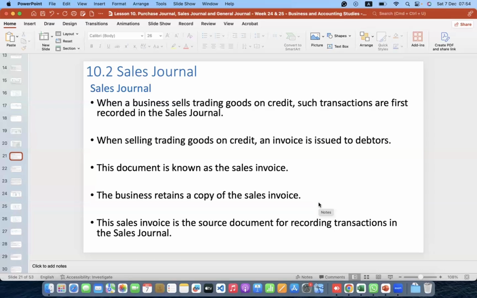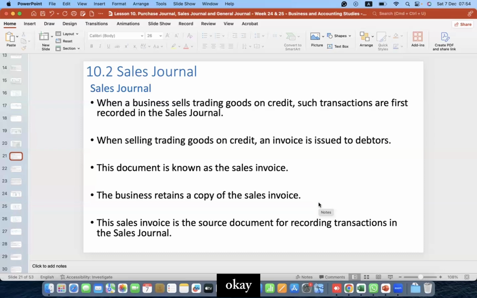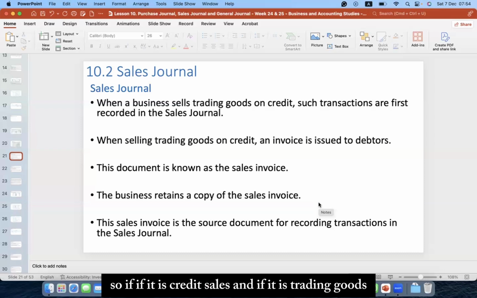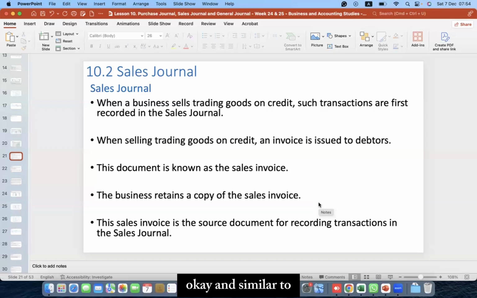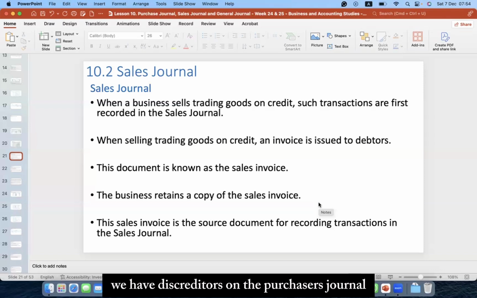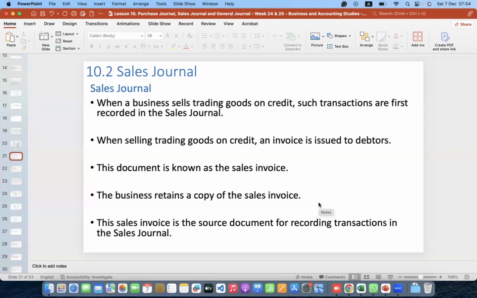And the sales journal is meant for what? For trading goods, right? That is, goods bought for resale. And the next thing is that these are credit sales. So if it is credit sales and if it is trading goods, you firstly record them in the sales journal. And similar to how we had creditors in the purchases journal, we have debtors in the sales journal.